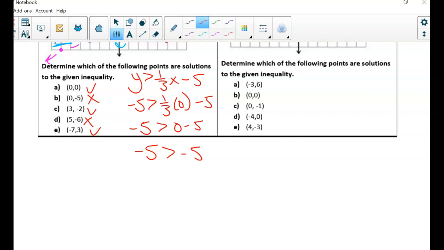So, will we have questions where it is an equal sign and it is a solution? Yes. You can always use this method for any of these points, whether you see it or not. But it's especially helpful for the ones that fall on the line. In general, though, if you have a dashed line or you have strictly greater than, strictly less than, and a point falls on that line, it would not be a solution.